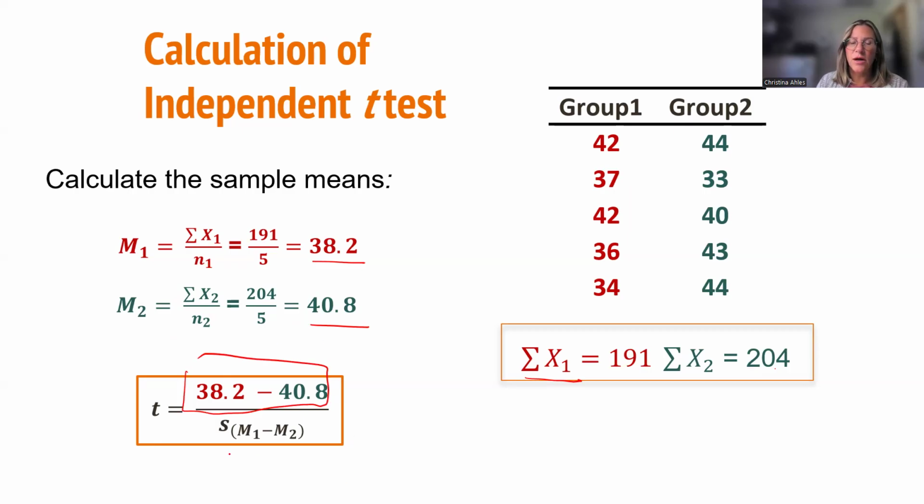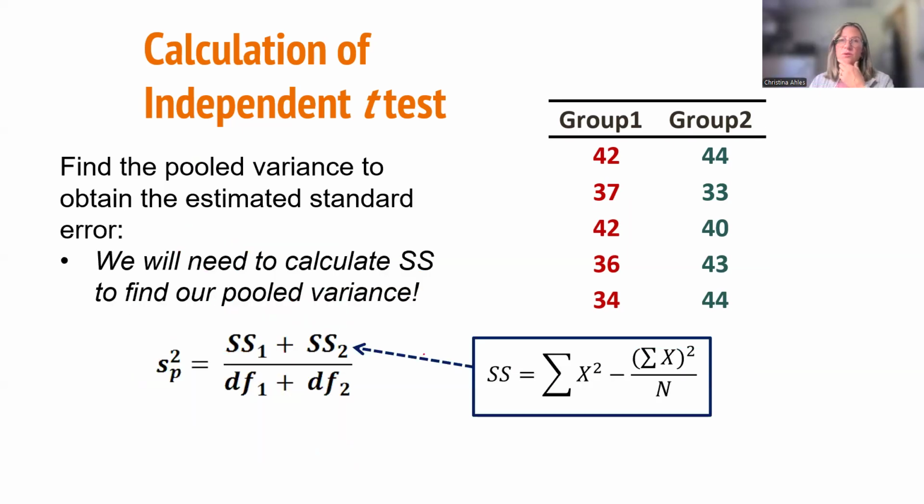But now we need to work on getting our estimated error of the mean differences, our standard error of the mean differences. So to start that process, we're going to need to get our sums of squares. So if you remember, we're going to have to get our pooled variance before we can get our estimated standard error. So let's get our sums of squares.